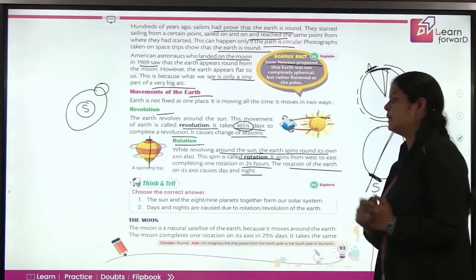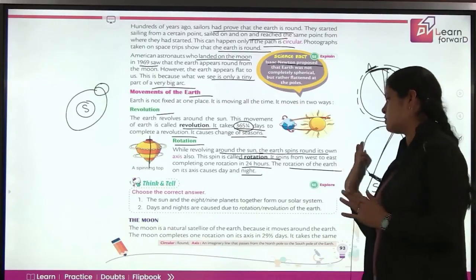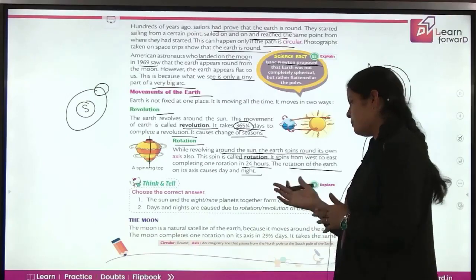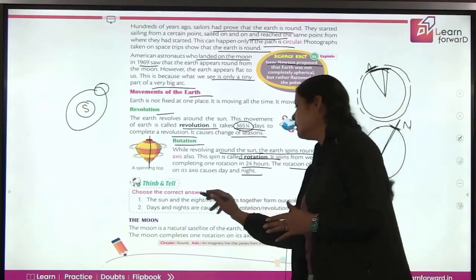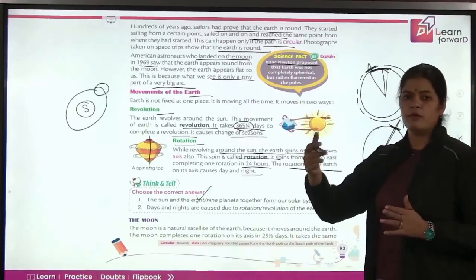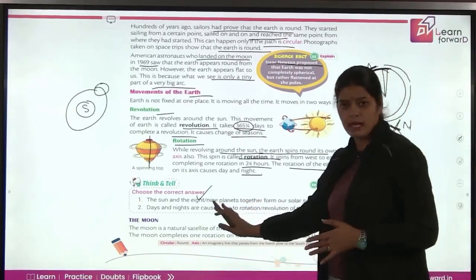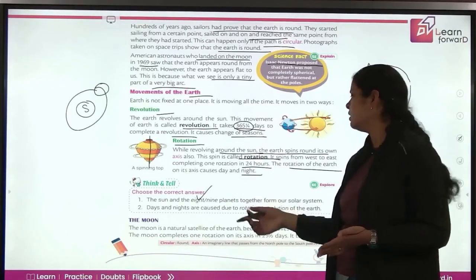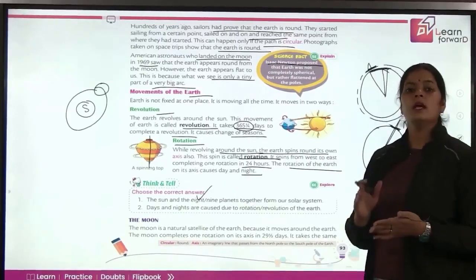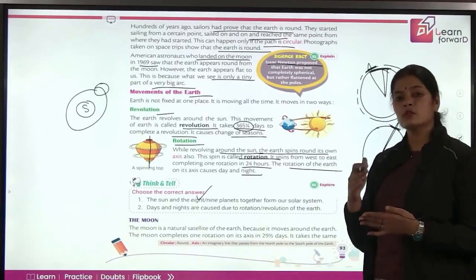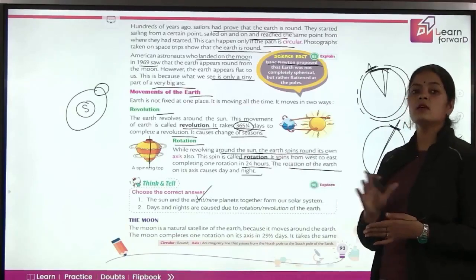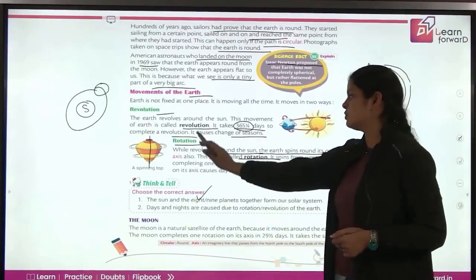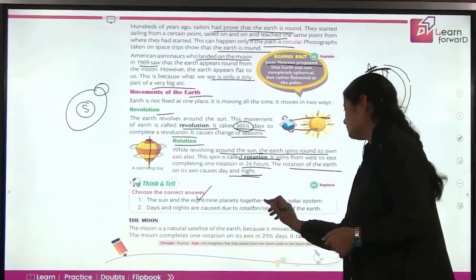Now think and tell. Two small statements or questions are there. You have to choose the correct answer. The sun and the 8 or 9 planets together form the solar system. Very clear. Initially, maybe 4, 5, 6, 7 years before, there were 9 planets, but after maybe 2008 or 2010, it has now been called 8 planets only, because one planet has been excluded from this family and is considered a dwarf planet. Now, days and nights are caused due to rotation or revolution? So due to the rotation of earth.